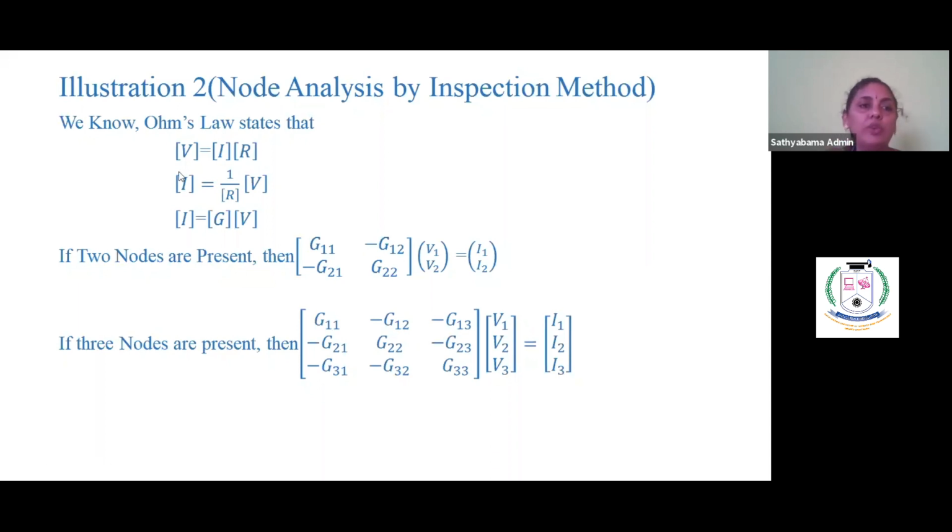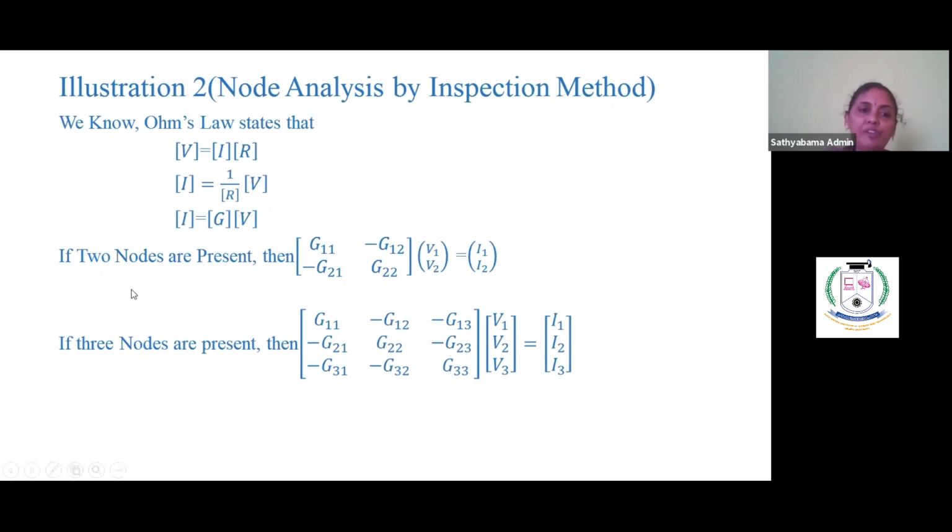Now coming to this illustration, we know Ohm's law states that V is equal to I into R. From here I can write I is equal to 1 by R into V. 1 by R, the inverse of resistance, is called conductance. So I is equal to G into V, where I is the current, G is the conductance, and V is the voltage. If it is a two-node problem, then you will have a 2 cross 2 matrix for the conductance. And if it is a 3-node problem, then you will have a 3 cross 3 matrix for the conductance.